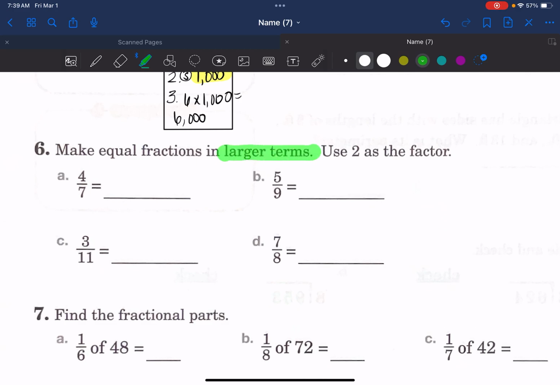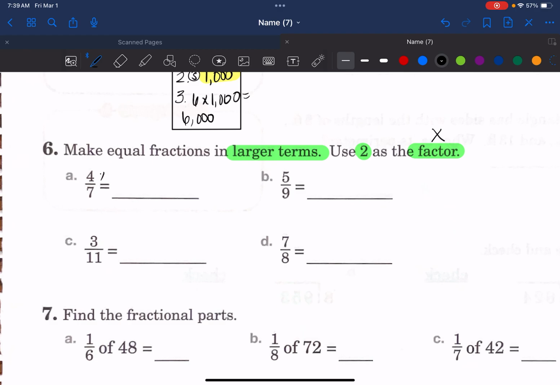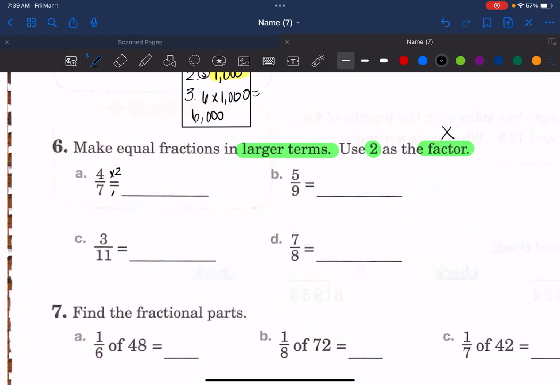Now for number 6, it says make equal fractions in larger terms. Larger terms means we're making the numbers bigger. And it says use 2 as the factor. What does factor mean again? Factor means we multiply. So when we are trying to make an equal fraction, you have to be equal when you're multiplying. So if I multiply my numerator by 2, I also have to multiply my denominator by 2 because that's what makes it equal.